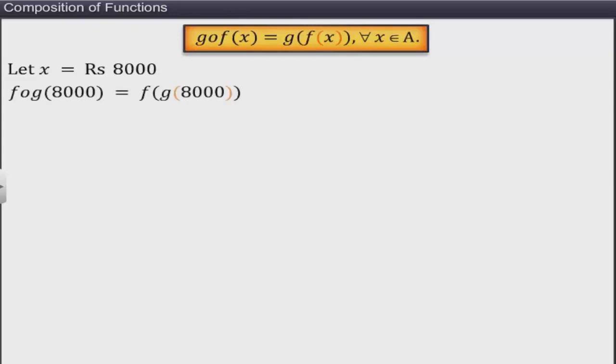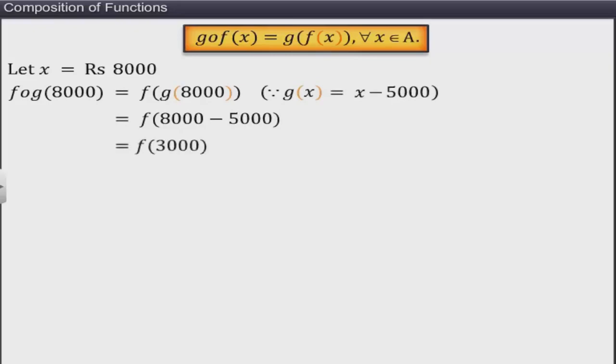Now, g of x is equal to x minus 5,000. Therefore, g of 8,000 is equal to 3,000. Now, f of x is equal to 10% of x. Therefore, f of 3,000 is equal to 10% of 3,000, which is equal to 300 rupees. This is the discount.